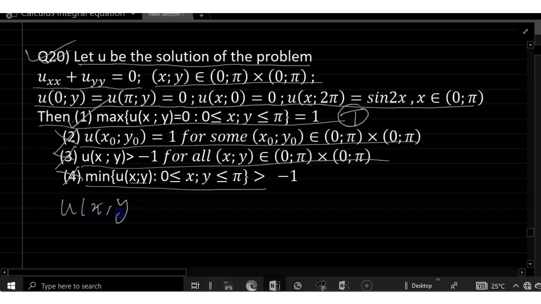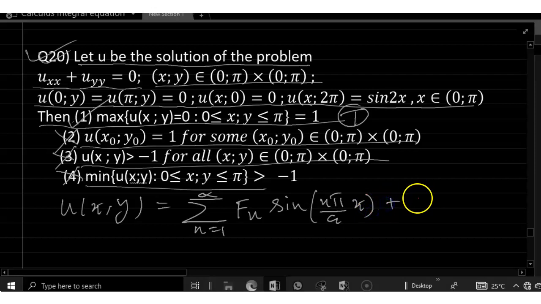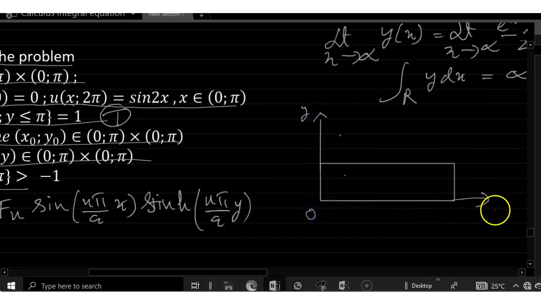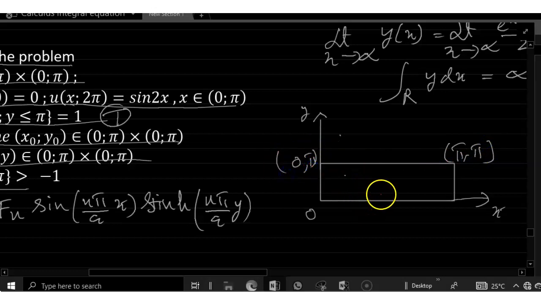u(x, y) equals summation n equals 1 to infinity f_n sin(n pi x / a) into sinh(n pi y / a). Here y, 0, x, (pi, pi) and (0, pi). My diagram is not so good, but I just try to explain.